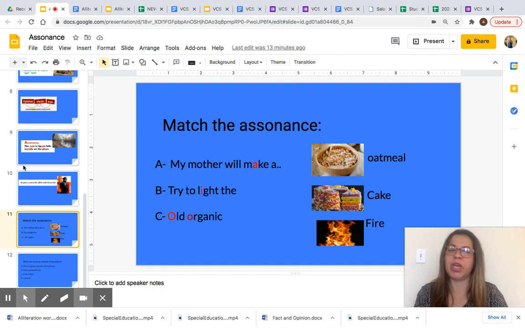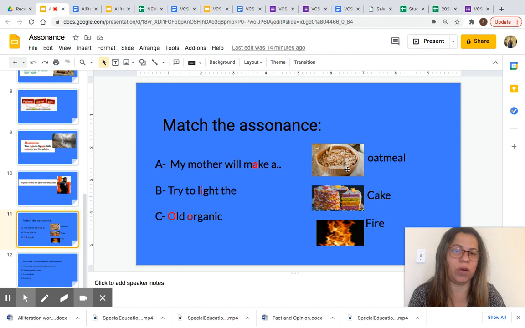What you are going to do is match the assonance. You are going to match the beginning of the sentence with the end of the sentence, with the image here, to create an assonance. And the words that you will be matching to create an assonance have the vowel sound that is in red. So for example, my mother will make a. Here you can see that the letter A is in red. So you are going to match with one word here to create an assonance.